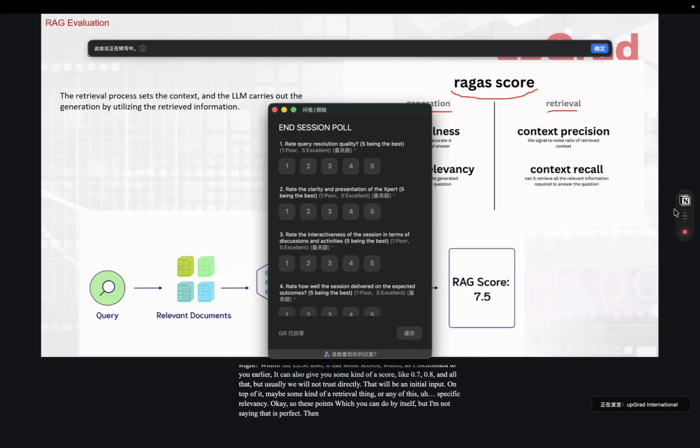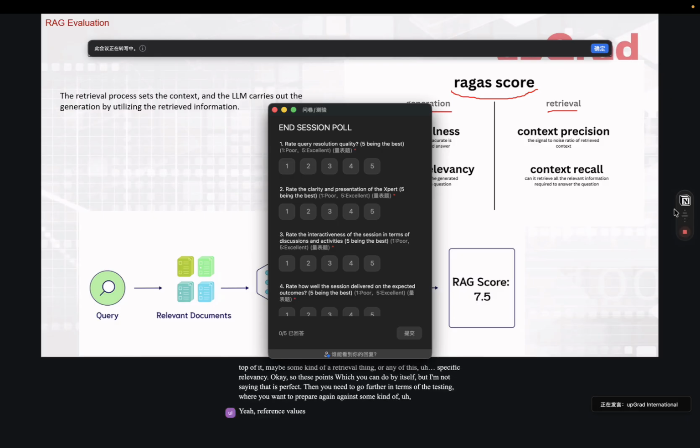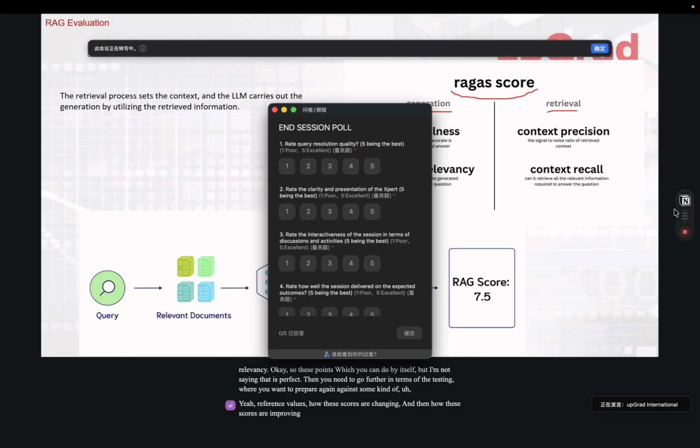Then you need to go further in terms of the testing, where you want to prepare again against some kind of reference values, how these scores are changing, and then how these scores are improving over time. So that's what the Ragas score is for retrieval and generation.